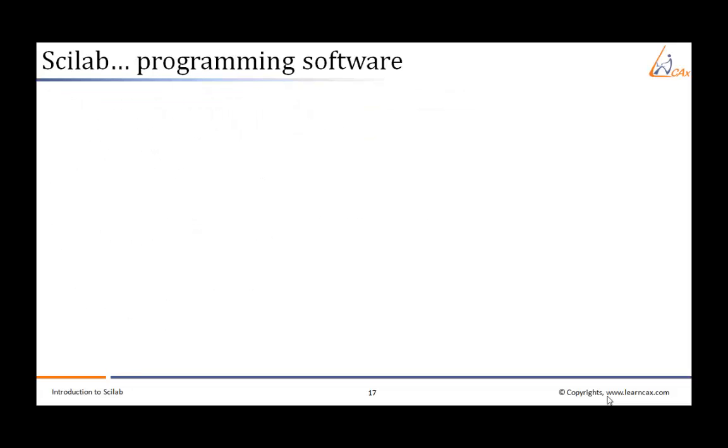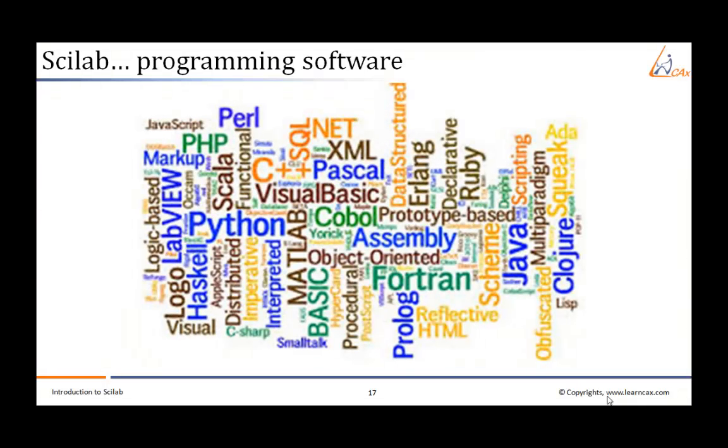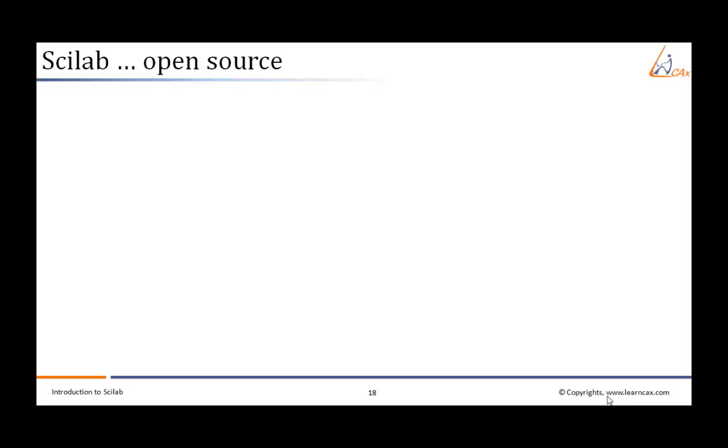So we will see what are the three things that define Scilab. First is programming software. So Scilab is actually a programming software. If you look into the programming language community, there are lots of programming languages which have been invented and which have evolved. So Scilab basically is a platform for programming language or programming.